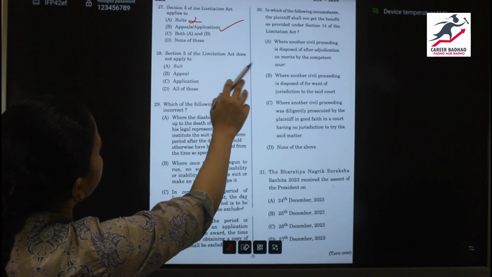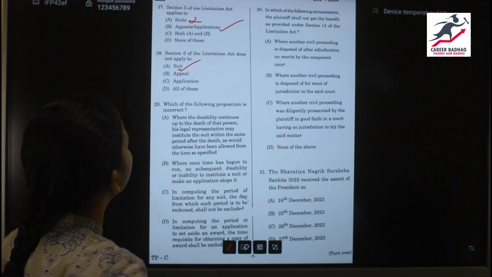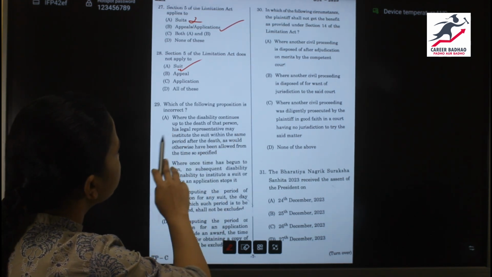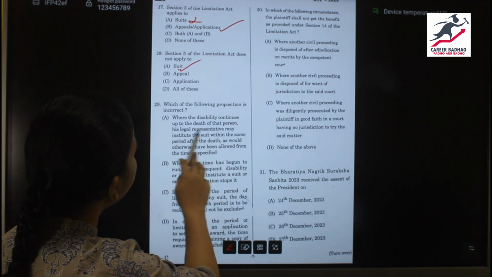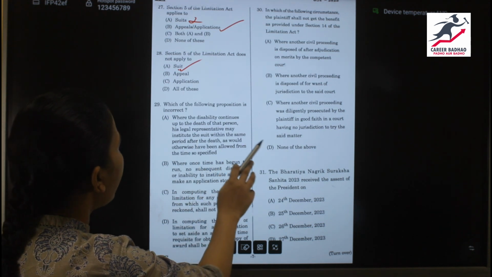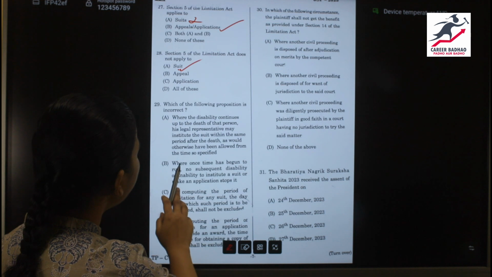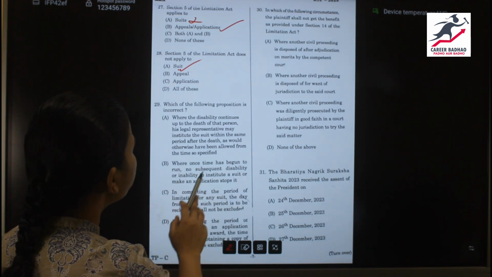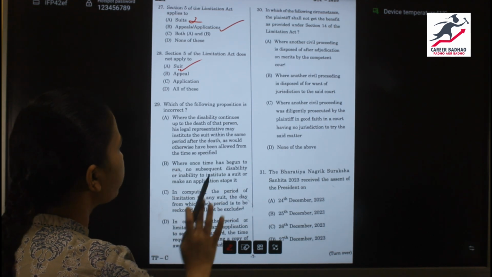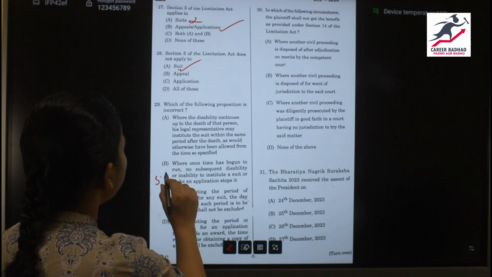Section 5 of the Limitation Act does not apply to here, as I said in question number 27. The correct answer is suit. Which of the following proposition is incorrect? Option A, where the disability continues up to the death of that person, his legal representative may institute the suit within the same period after the death as would otherwise have been allowed from the time so specified. And option number B, where once time has begun to run, no subsequent disability or inability to institute a suit or make an application stops it. Here it is a continuous running of time, that is section number 9.